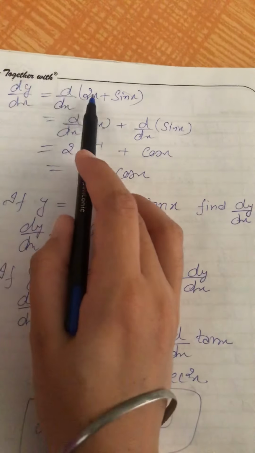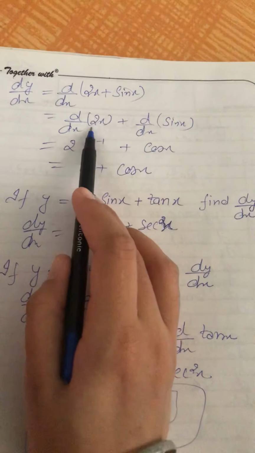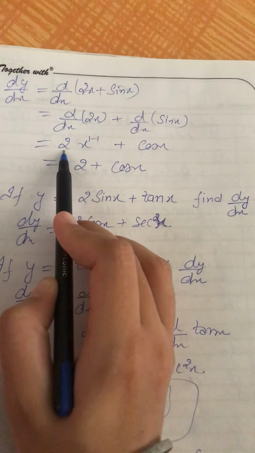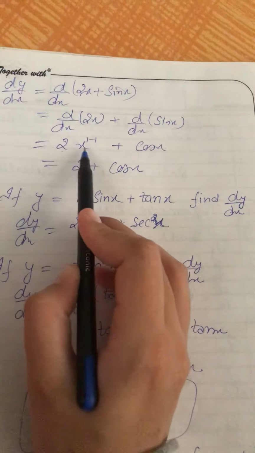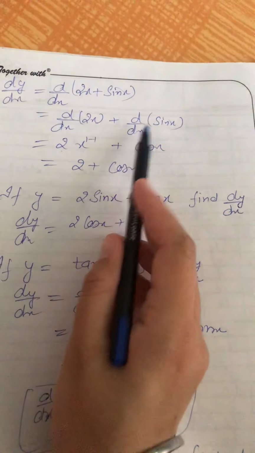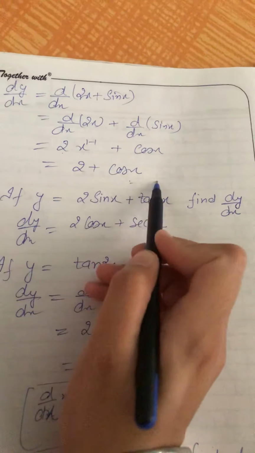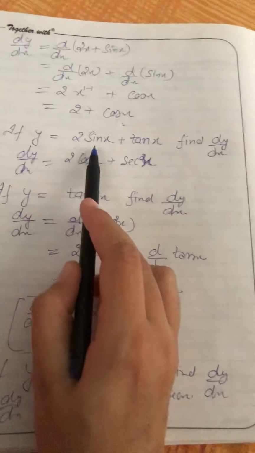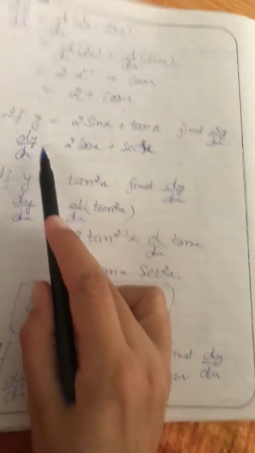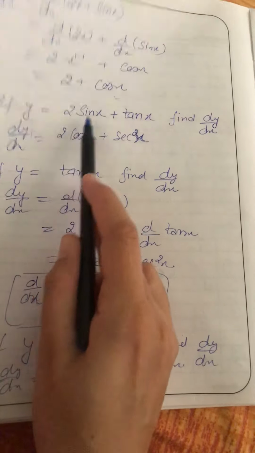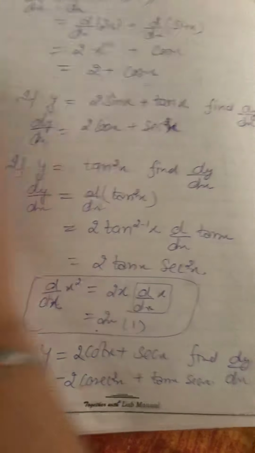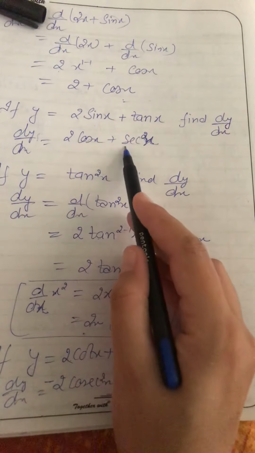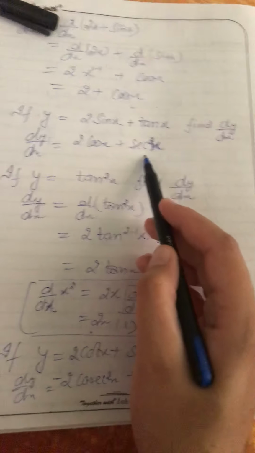For example, we have d/dx of (2x plus sin x). So 2 will be taken here, it is a real number, so d/dx of x will be 1 and d/dx of sin x will be cos x, so the answer will be 2 plus cos x. In the same way, if y is equal to 2 sin x plus tan x, then 2, a real number, as it is, we will take the differentiation of sin x which will be cos x, plus tan x differentiation is secant square x.